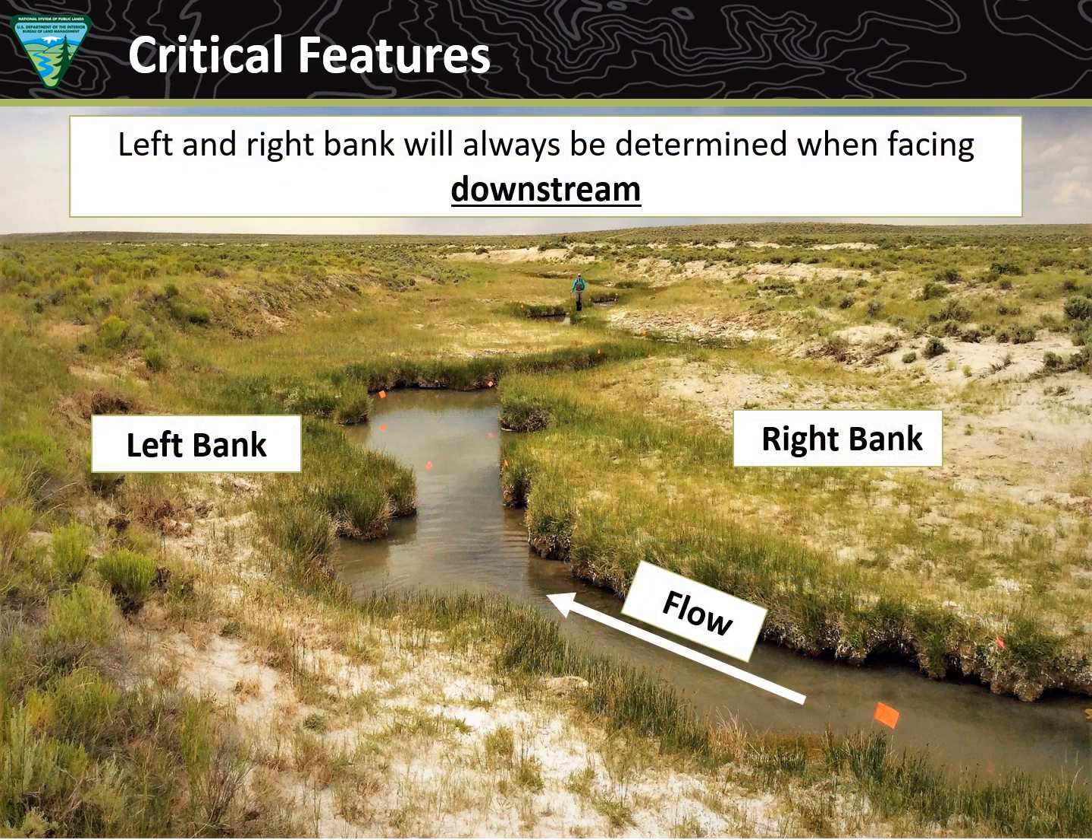When identifying these features, it is important to keep track of which bank each feature is located. The Aquatic AIM Protocol defines sides of the banks relative to the direction of the flow of water. Therefore, left and right bank will always be determined when facing downstream.